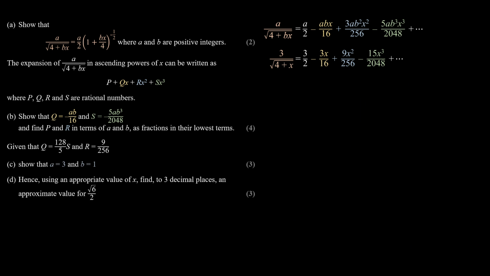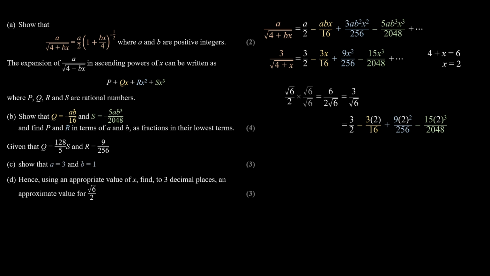Next, we estimate the value of the square root of 6 divided by 2 using the given expression. Since the radical is in the denominator, we multiply both numerator and denominator by the square root of 6. Simplifying this gives 3 over the square root of 6. When comparing with the given expression, 4 plus x equals 6, so x equals 2. Substituting x equals 2 into each term of the expression gives an approximate value for the square root of 6 divided by 2. The answer is 1.207, rounded to 3 decimal places.